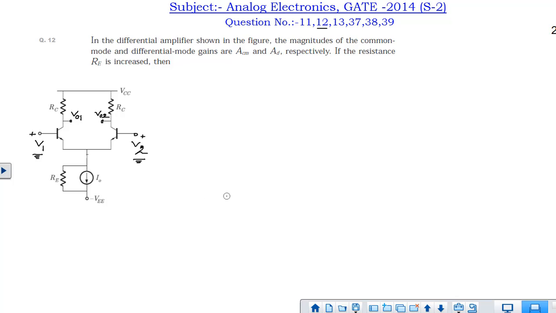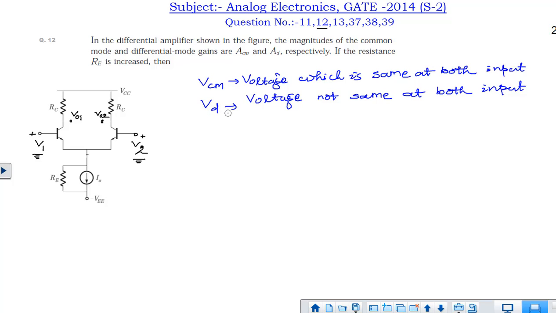So this is the circuit. We will now try to derive the expression for the common mode gain and differential gain. VCM is the common mode voltage, as the name suggests, the component that is the same at both inputs. And VD is the differential voltage, which is different at both inputs.